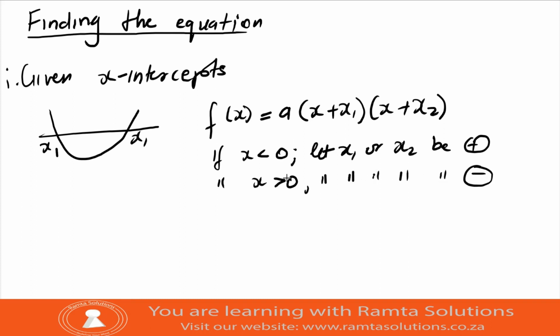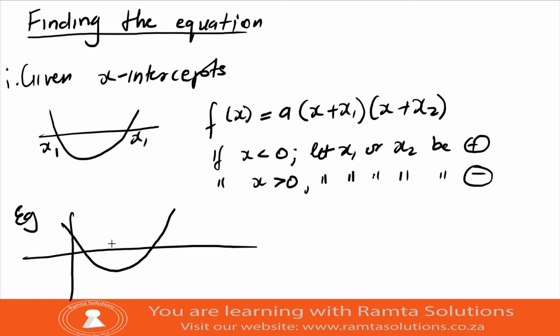So I will give you an example right now. Let's say you are given this graph here. This is 1, this is 5, and then there's a point here. We will call this point minus 1 and 12. Okay, minus 1 and 12. And we say find the equation. Remember what I had said to you. f of x equals a into, let me change the color maybe.